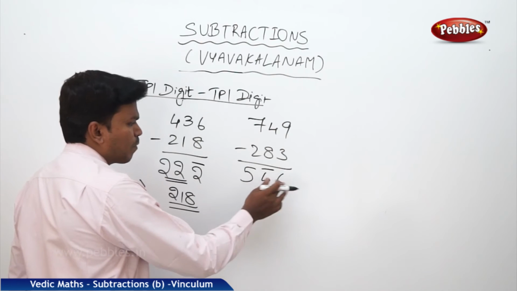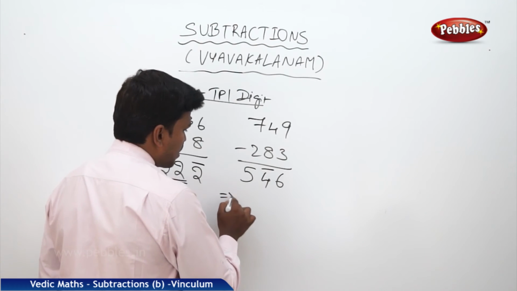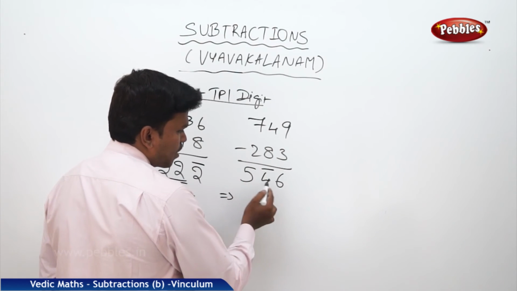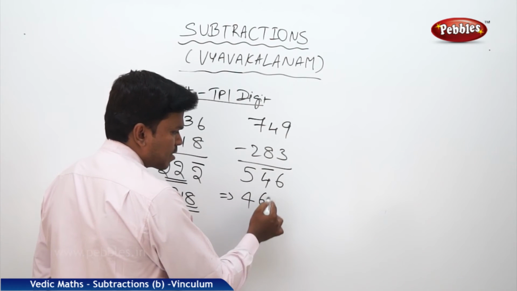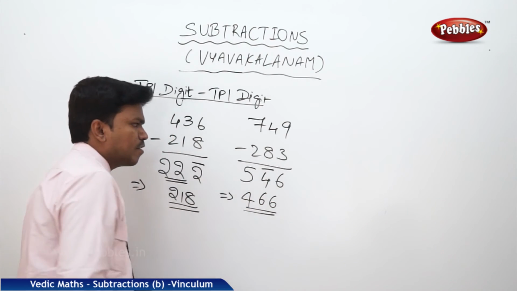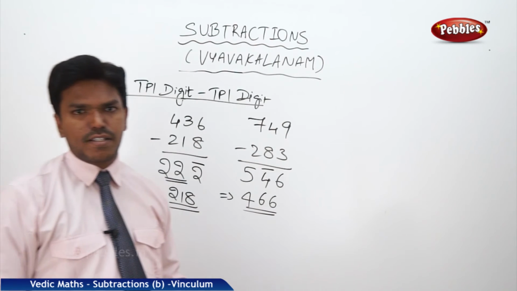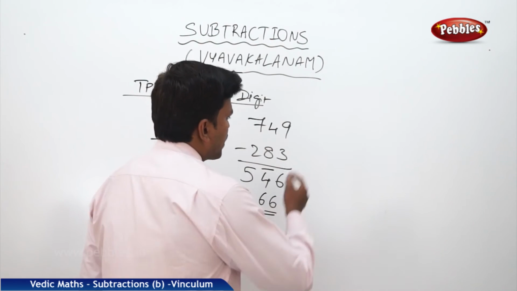Now 5, 4 bar, 6. Now you tell me. So 5 becomes, the number before the bar will be reduced by 1, and this is the complement 6, and 6 as it is. So what is our answer? 466.